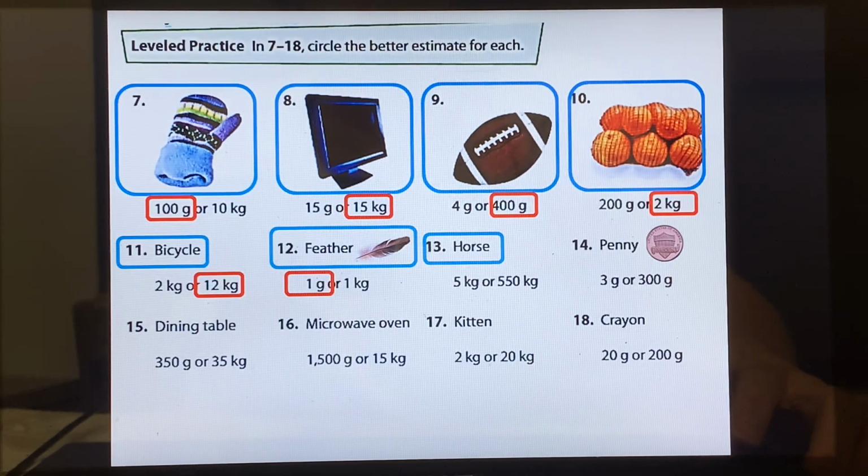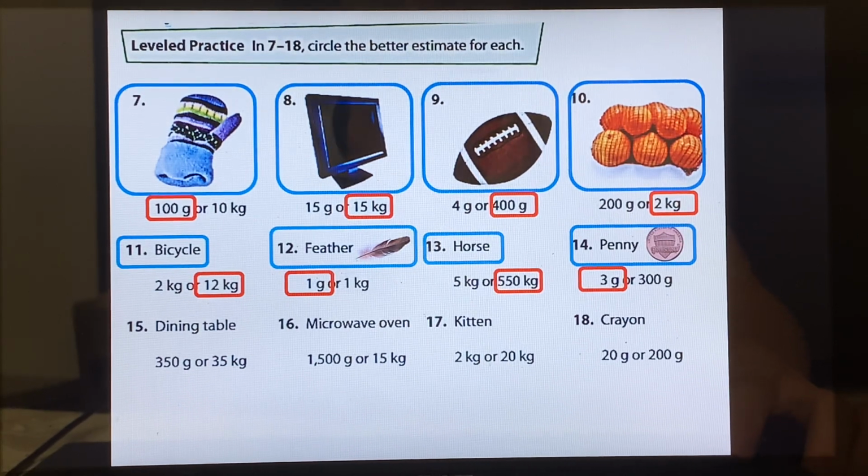13. A horse. Which is a better estimate? 5 kilograms or 550 kilograms? 550 kilograms. Did you get it right? 14. A penny. A penny is a coin that has a value of 1 cent. Which is a better estimate? 3 grams or 300 grams? 3 grams. Did you get it right?